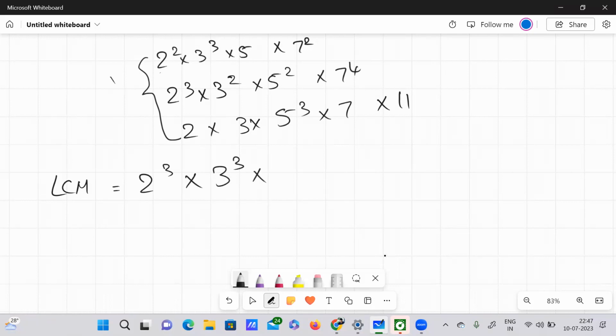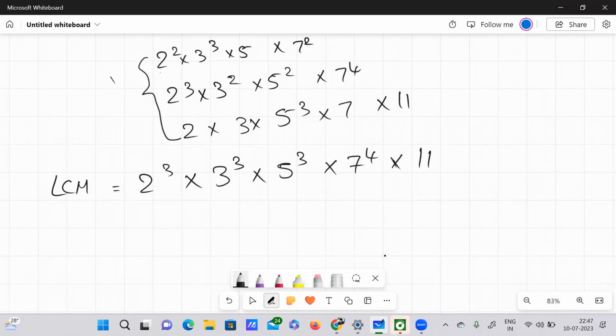And what is the highest power for these three numbers? 5, 5 square, 5 cube. I can easily say 5 cube is the highest number. And what is the highest power for these three numbers? That is 7 square, 7 to the power of 4 into 7. 7 to the power of 4 is the highest number. Okay. And what is the highest number for this 11? Of course, we don't have any 11 here, but we can still consider 11 here.